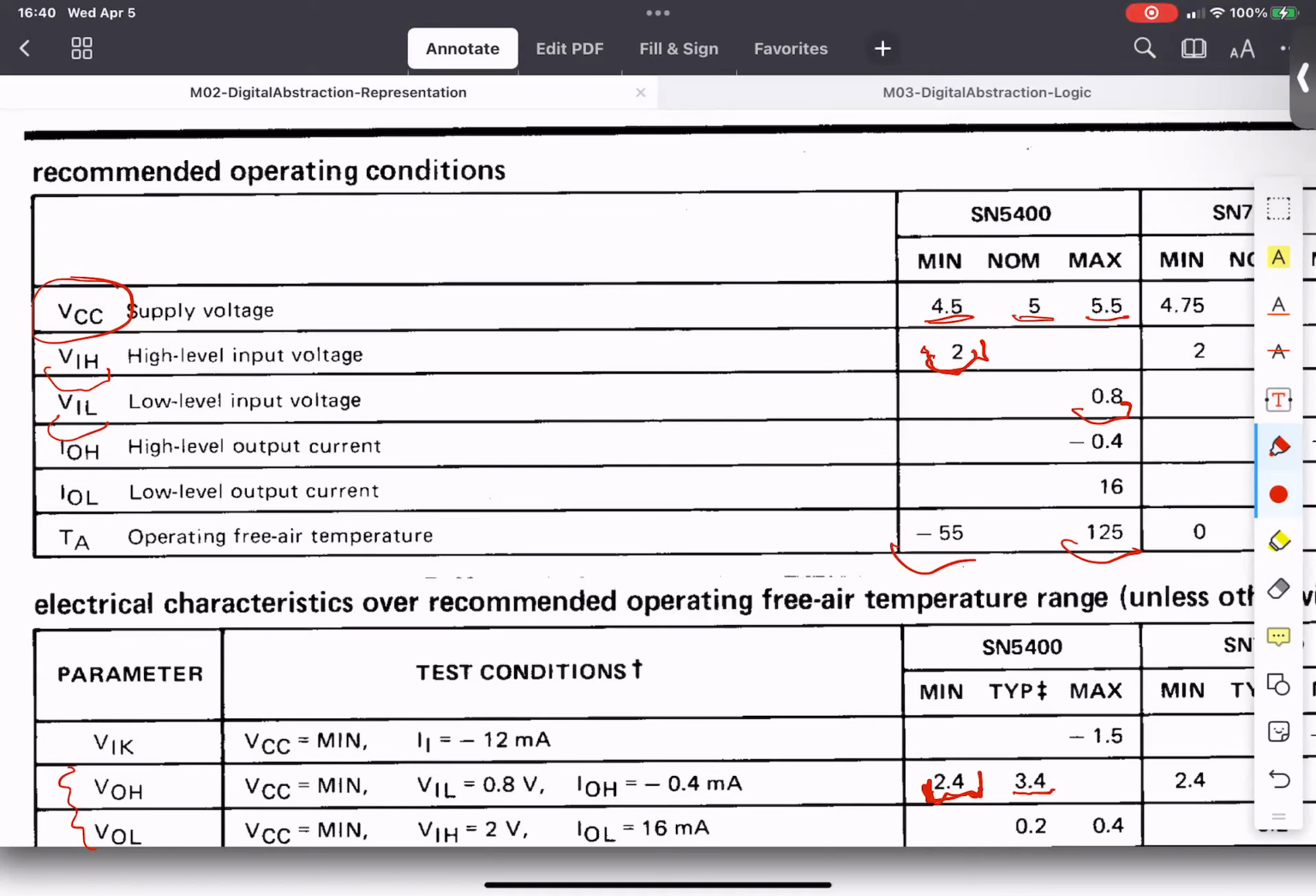And likewise, on the low side, VOL, it's saying that it will output at most 0.4 volt. Meanwhile, on the input side for this technology, it says as long as it's 0.8 or lower, it will be treated as a 0, which means 0.8 minus 0.4. Again, I have 0.4 volt of margin that I can tolerate.